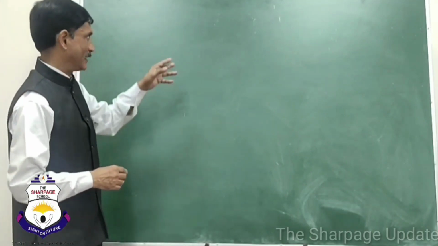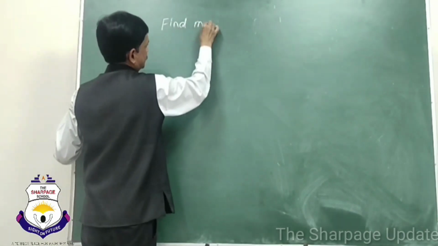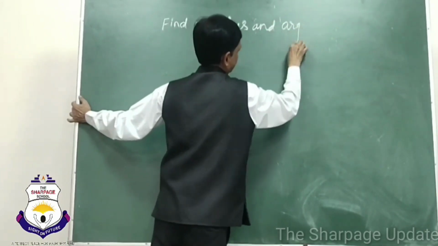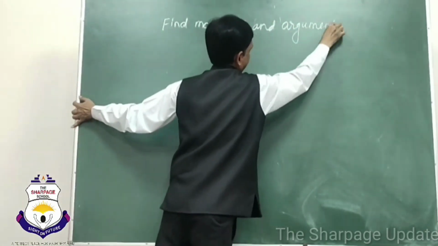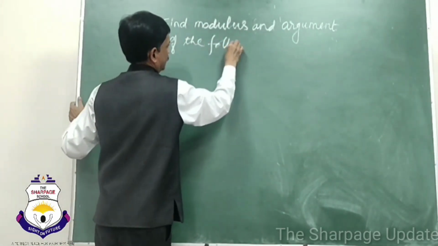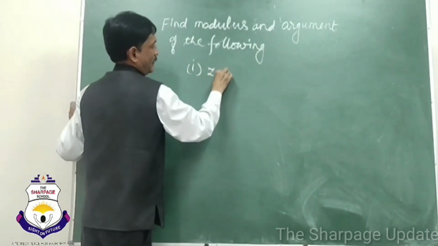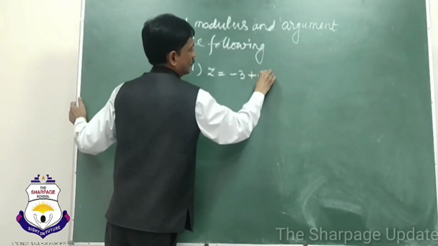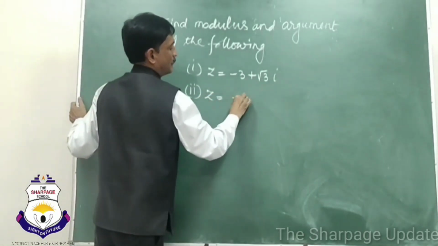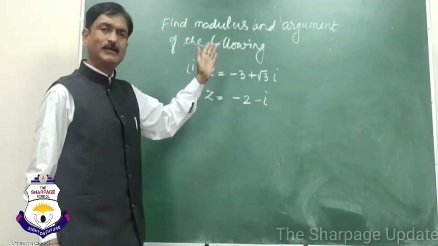Now friends, here I am giving two problems. Find the modulus and argument of the following complex numbers. First, z equal to minus 3 plus root 3 i. Second, z equal to minus 2 minus i. So try to solve these two problems.